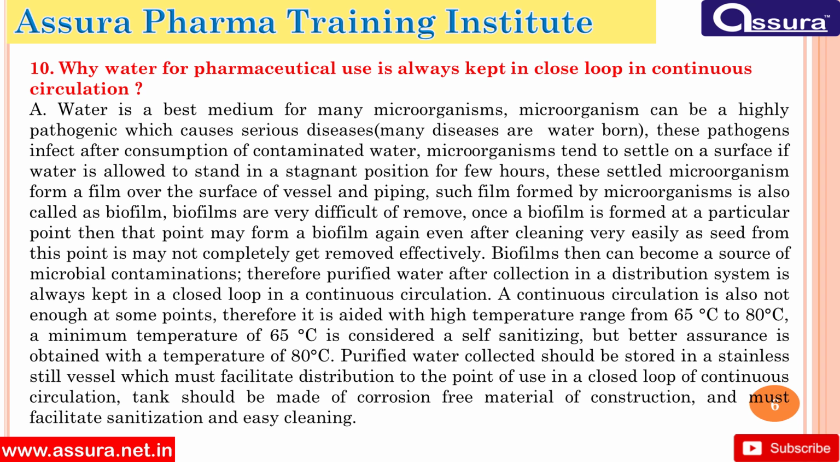Microorganisms tend to settle on a surface if water is allowed to stand in a stagnant position for a few hours. These settled microorganisms form a film over the surface of vessels and piping. Such a film formed by microorganisms is also called a biofilm. Biofilms are very difficult to remove. Once a biofilm is formed at a particular point, that point may form a biofilm again very easily even after cleaning, as a seed from this point may not get completely removed effectively.